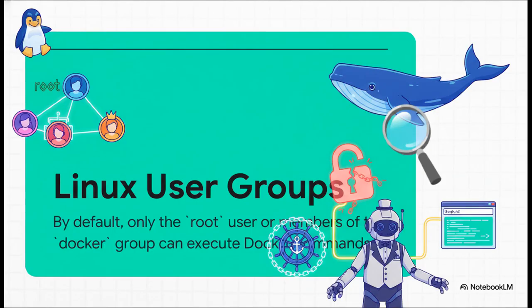It all comes down to how Linux handles security. By design, Docker is a really powerful tool. Because it can control so much of the system, access to it is locked down. By default, only the main administrator, the root user, can talk to it. But Jenkins doesn't run as root. It runs as its own user, called Jenkins. And right now, that Jenkins user doesn't have the right credentials.